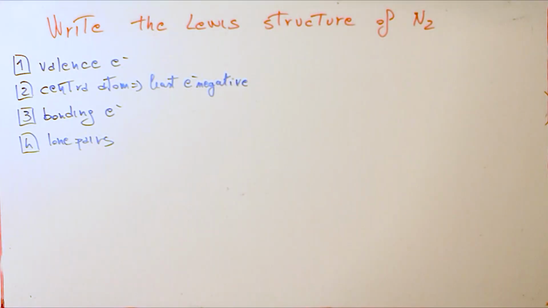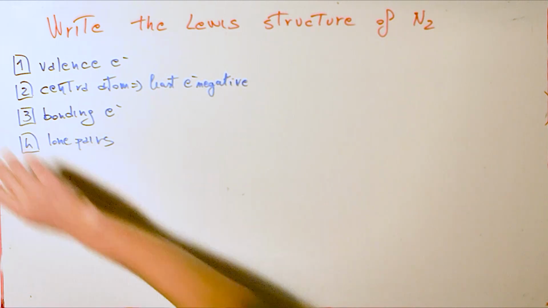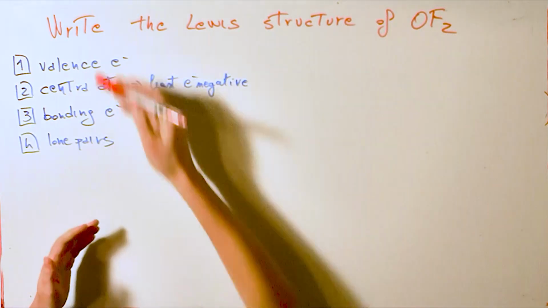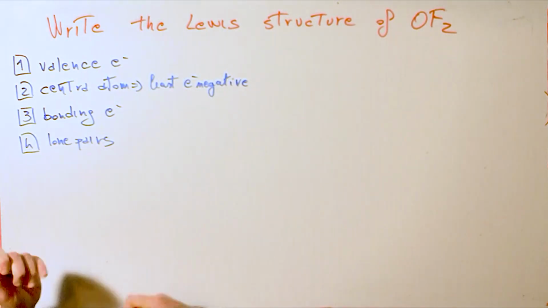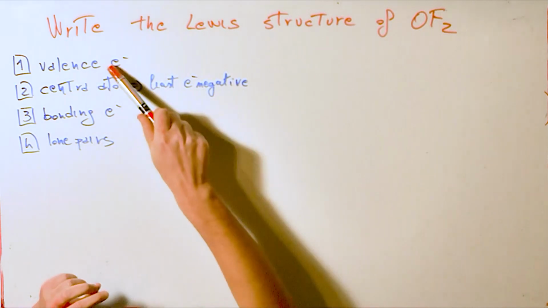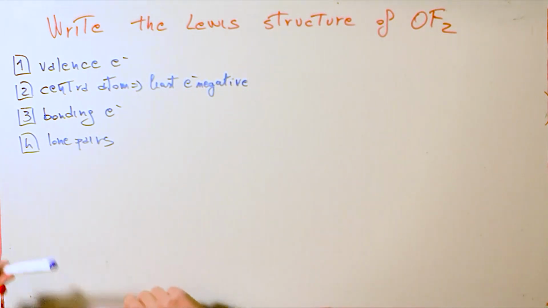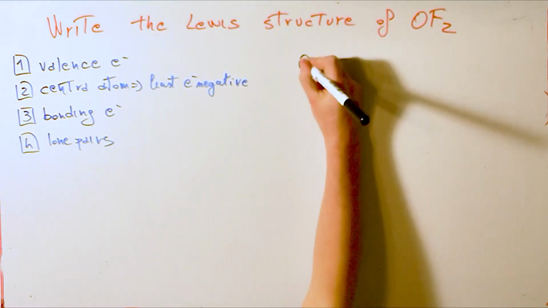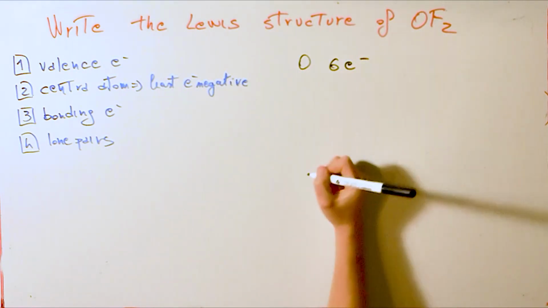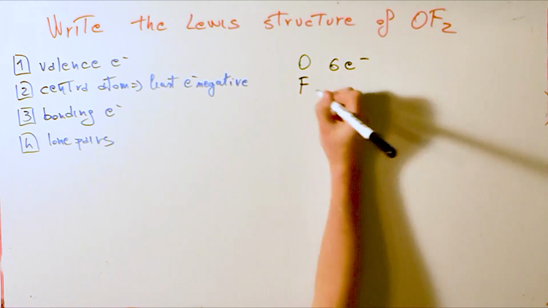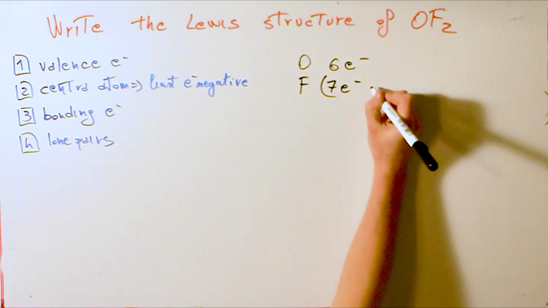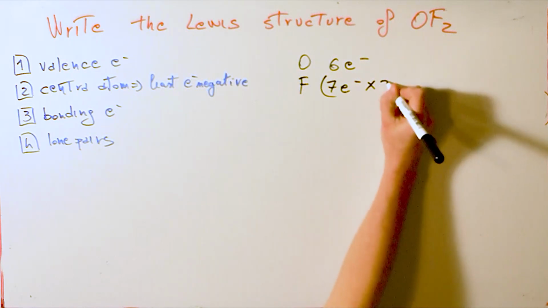So the second exercise is about writing the Lewis structure of OF2. What we have to do is follow again all of these rules. So let's start from the calculation of valence electrons. How many electrons do we have here? The valence electrons of oxygen are 6. The valence electrons of fluorine atoms are 7. However, we have 2 fluorines, so we have to multiply this by 2.